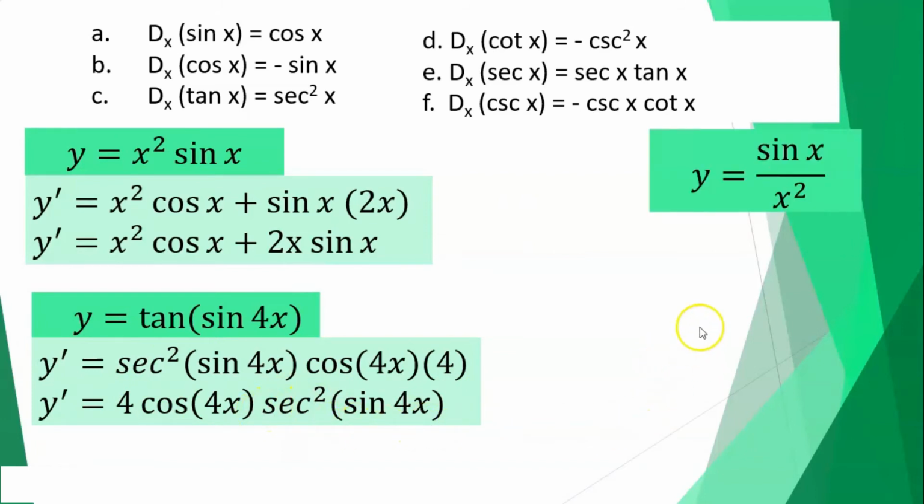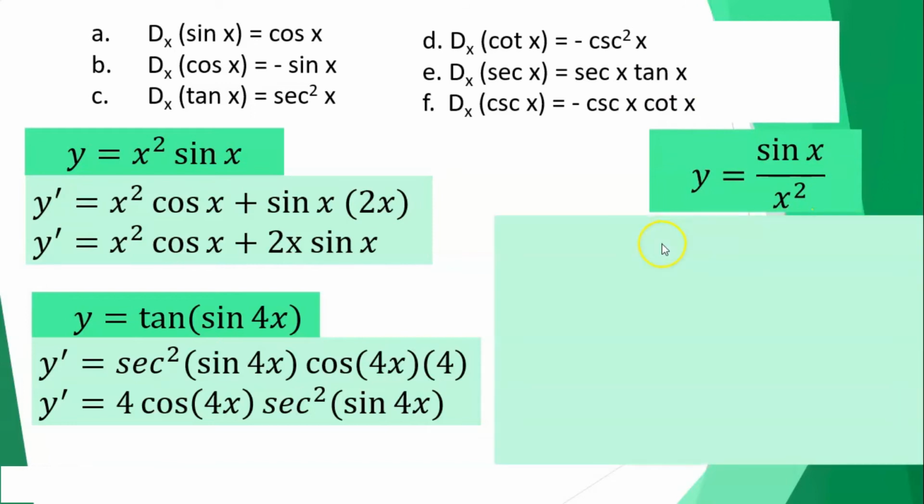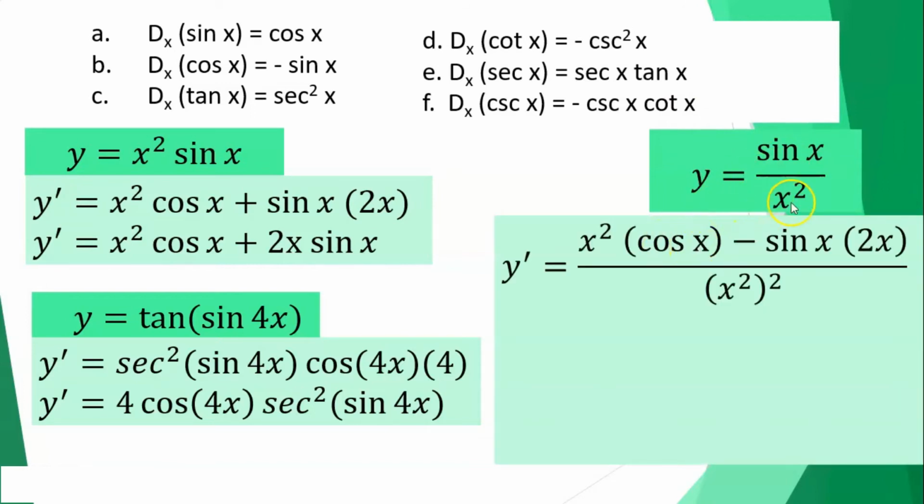Okay, another. Now this one is y is equal to sine x over x squared. With this, we can make use of the quotient rule. With the quotient rule: copy the denominator times the derivative of the numerator, minus copy the numerator times the derivative of the denominator, over the denominator raised to 2. So that would be x squared, derivative of sine x is cosine x, minus copy sine x, derivative of x squared is 2x, and the denominator is x squared raised to 2.